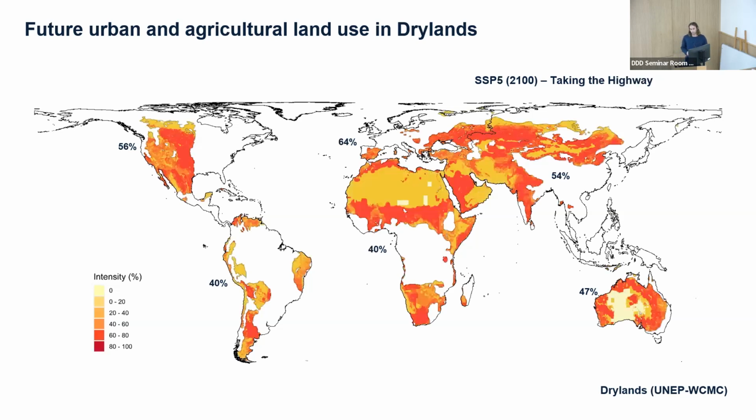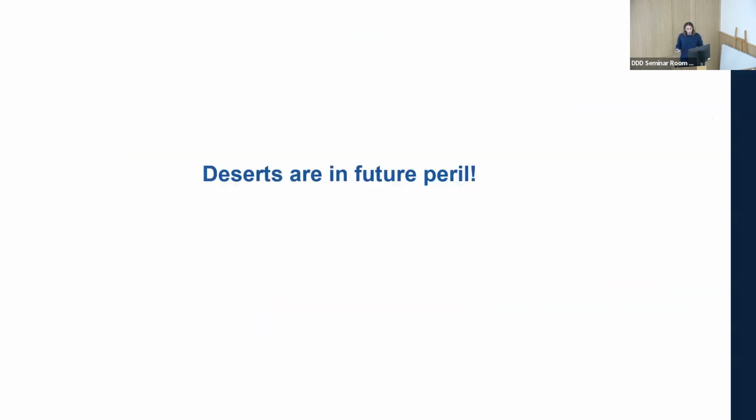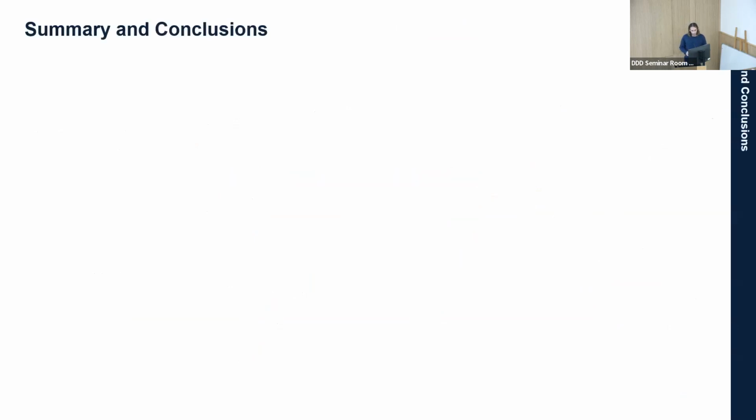This shows another scenario. It's an extreme scenario. It's referred to as taking the highway, characterized by rapid and resource-intensive development, high greenhouse gas emissions, and global food demands. As in the previous scenario, most of the natural open drylands are converted. Very little natural drylands remain, coupled with a very high average land use intensity across all countries. So the future of deserts is in peril.